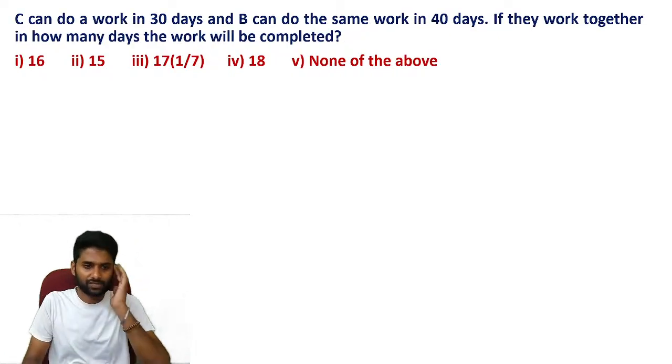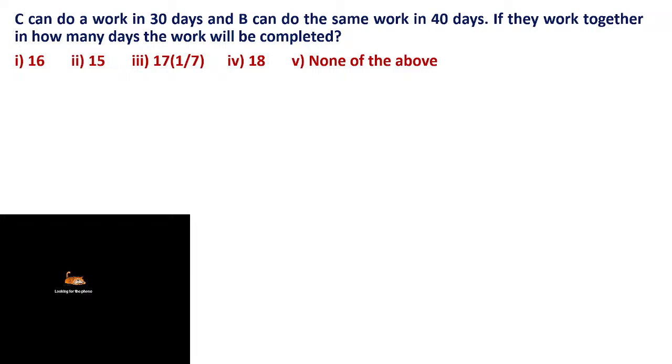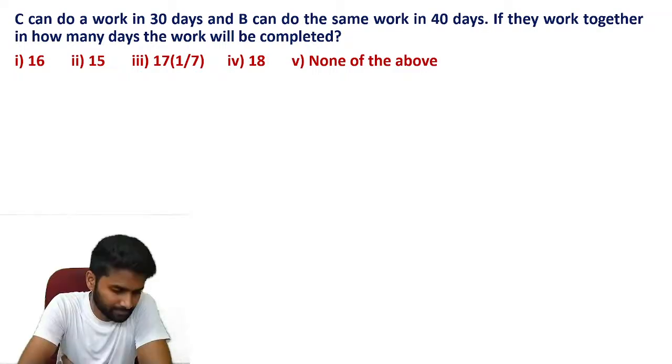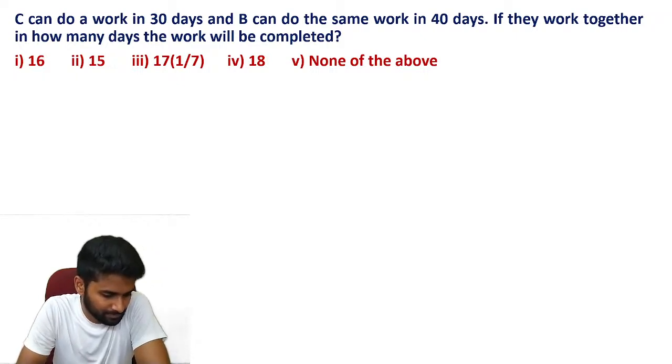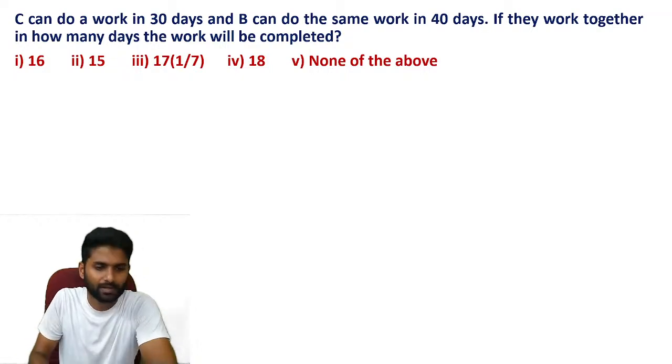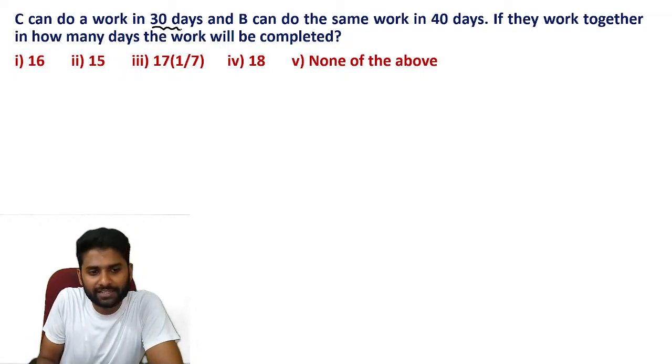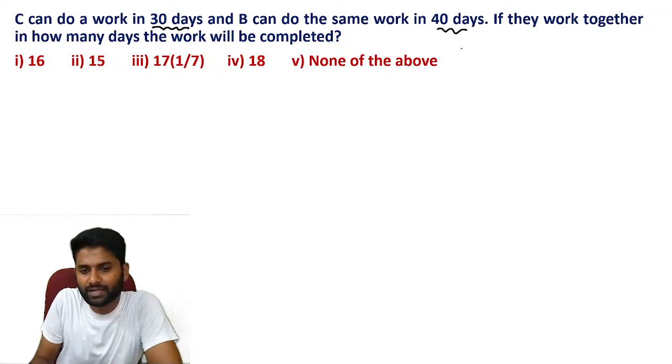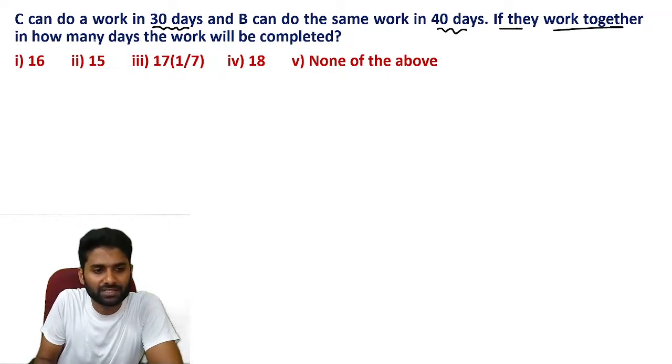Let's try this question. Now see, C can do a work in 30 days. B can do the same work in 40 days. If they work together, in how many days will the work be completed?